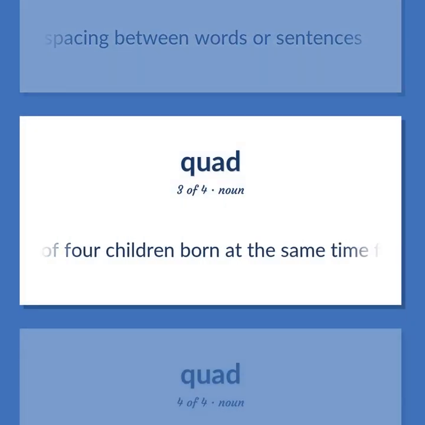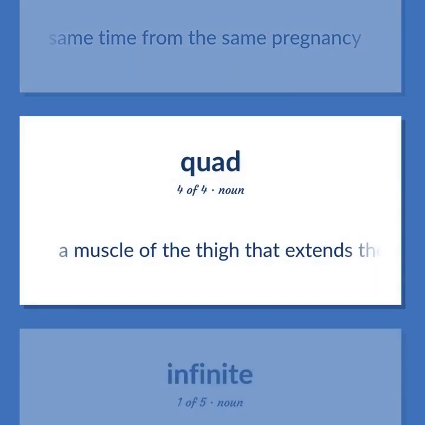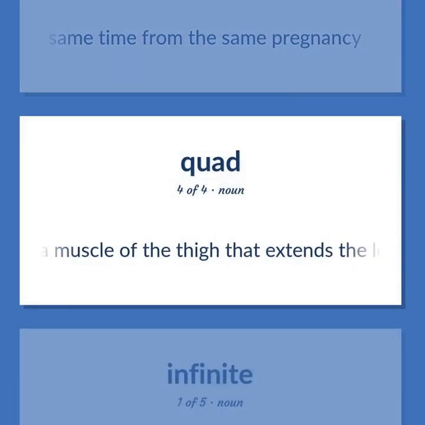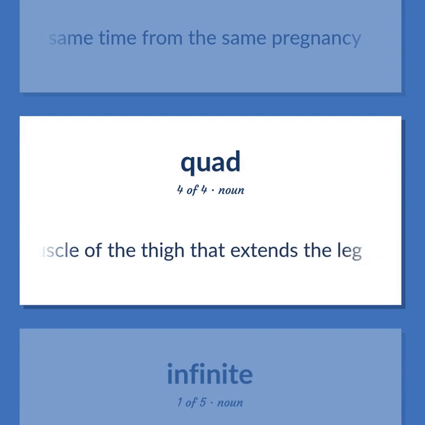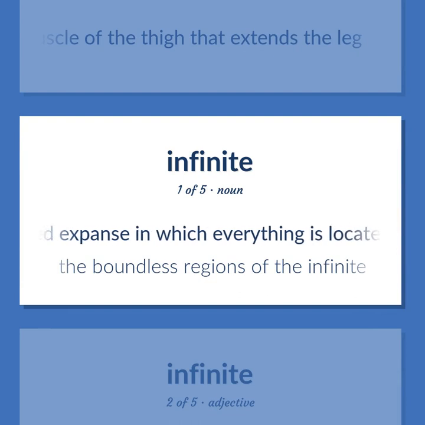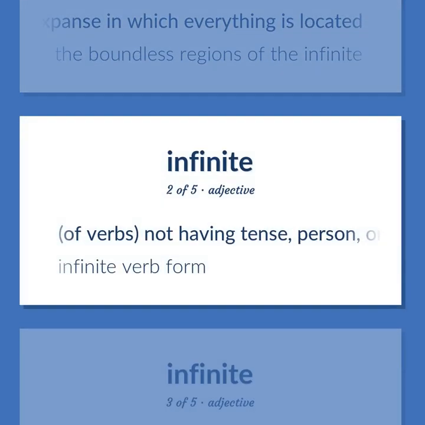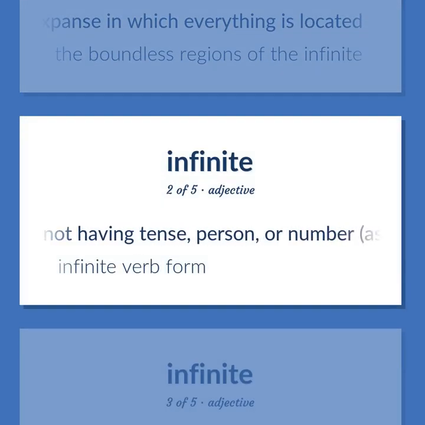One of four children born at the same time from the same pregnancy. A muscle of the thigh that extends the leg. The unlimited expanse in which everything is located. The boundless regions of the infinite. Of verbs, not having tense, person, or number, as a participle or gerund or infinitive. Infinite verb form.